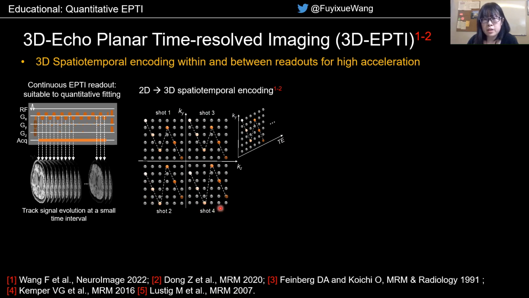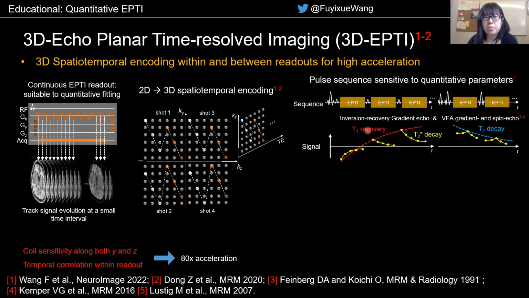And in this way, we can take better advantage of the coil sensitivity along both directions, and together with the use of the temporal correlation within the readout, a high acceleration factor of 80 can be achieved. The 3D EPTI readout is then applied to a pulse sequence designed to be sensitized to different quantitative parameters, including T1, T2, and T2 star.